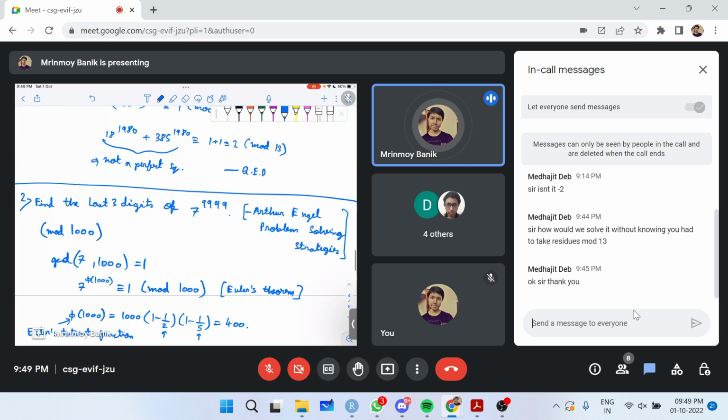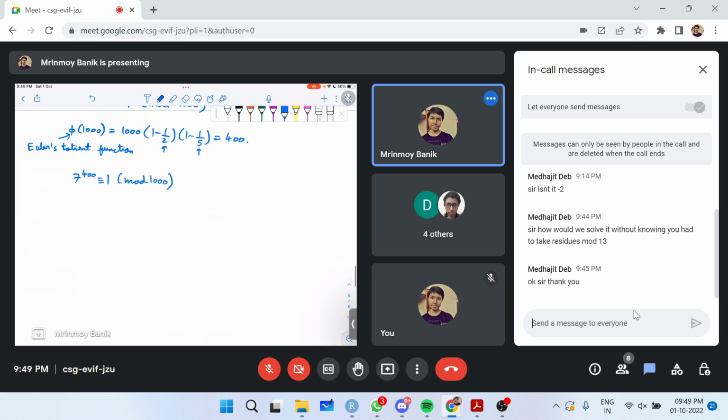But you need to find 7^999. So you can write 7^999 as 7^1000 divided by 7. This is 7^400 whole power 2.5, that is, 7^400 whole power 25 times 7 inverse. The first part is 1, and the second one is the inverse of 7.